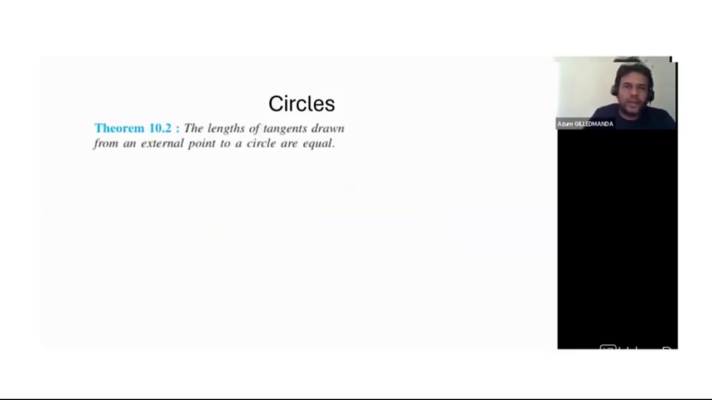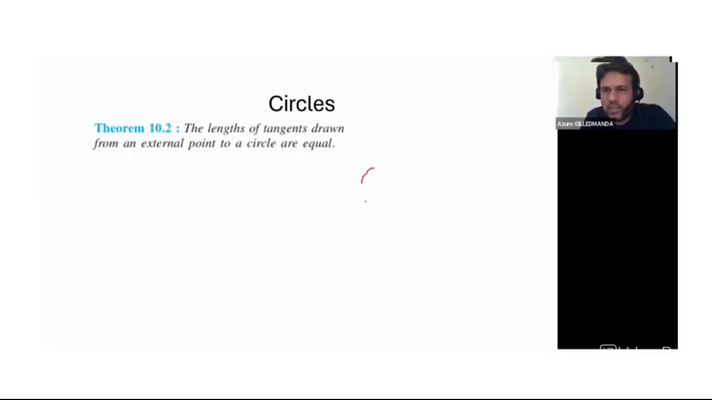Okay. All right. So there is another theorem here. The lengths of tangents drawn from an external point to a circle are equal. Okay, let's see. The lengths of tangents. So we just saw how many tangents we can draw from an external point. That is two tangents. So this theorem is saying the lengths of tangents drawn from an external point to a circle are equal. Okay, let's see how that is.